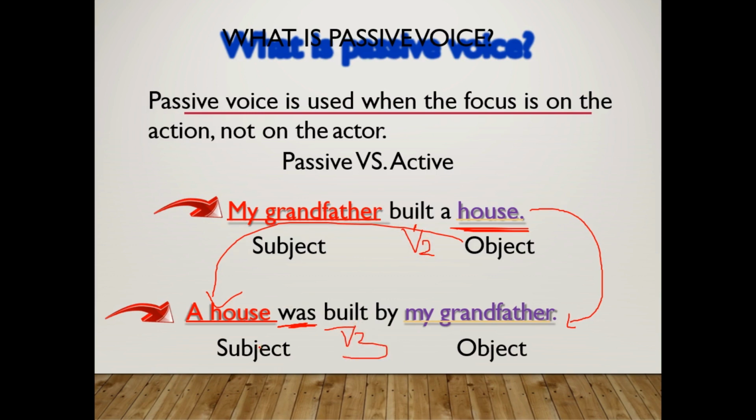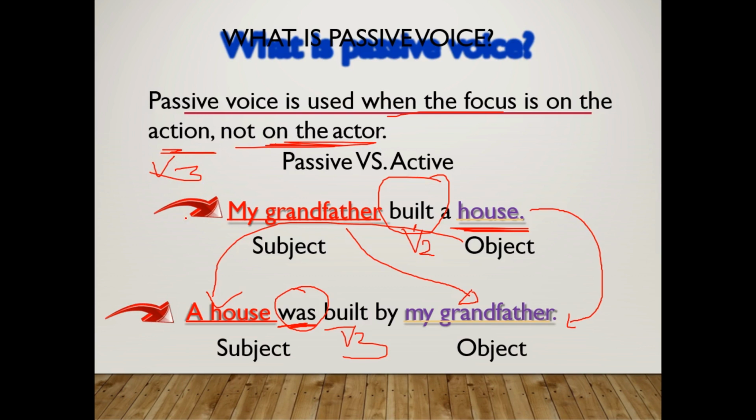The sentence wants to tell what happened to the object, right? So the object was built by the grandfather. The grandfather moves to the end, after the object. Do you understand so far? When your active voice is past tense, you have to put the to be into the past. This is the basic one, guys. Remember, passive voice is used when the focus is on the action, not the actor. Action here means verb 3.